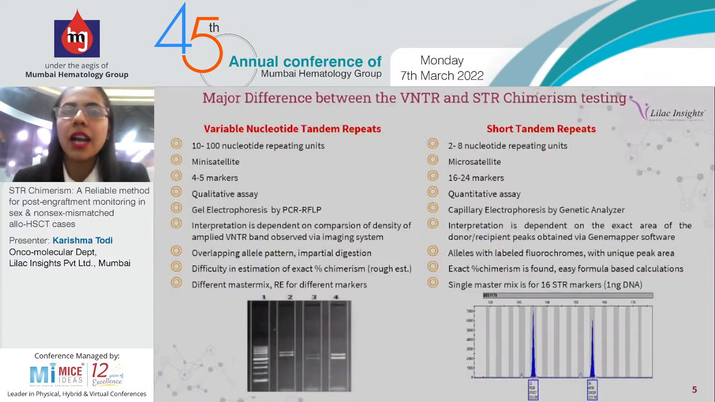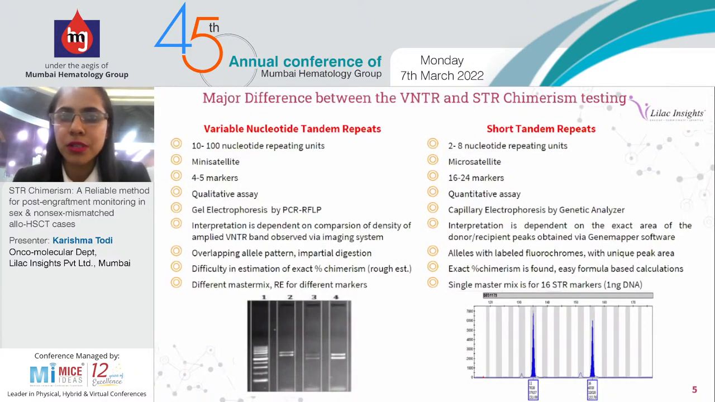But before that, I want to give a small difference between a VNTR and an STR. As we all know, VNTR is a qualitative assay and STR is a quantitative assay. To give a brief description, when we do a VNTR, we take at least 4 to 5 markers where different master mixes are prepared, followed by gel electrophoresis.